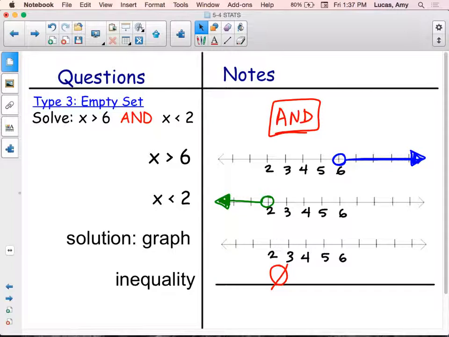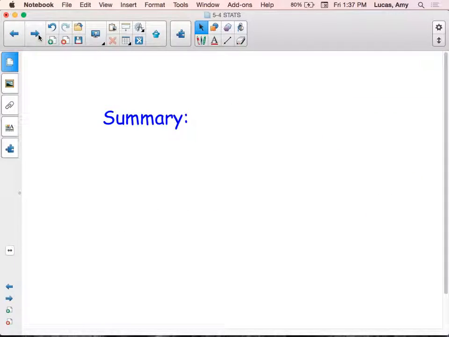That's impossible. So there are 3 completely different things that can happen when you solve 2 inequalities connected by the word and. And that is what you should be writing about in your summary. Please make sure that you answer the essential question and use complete sentences.